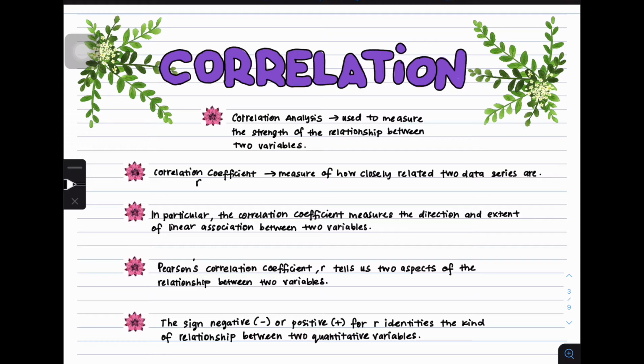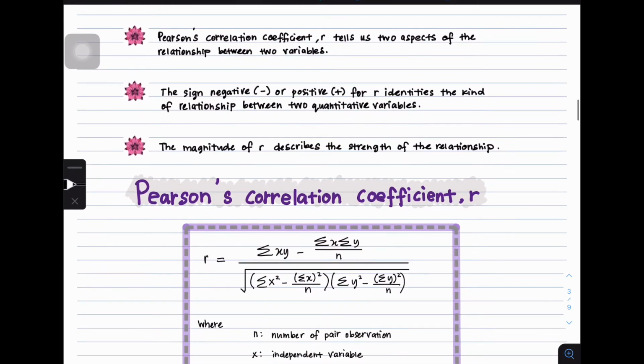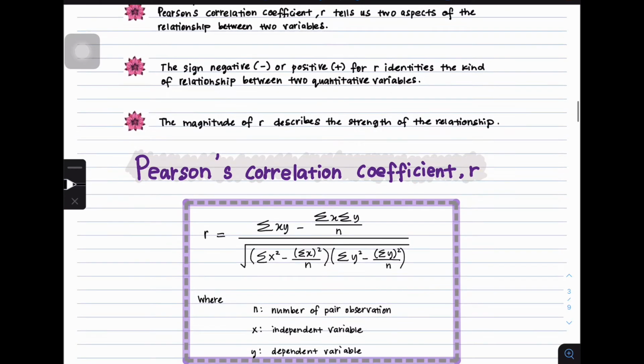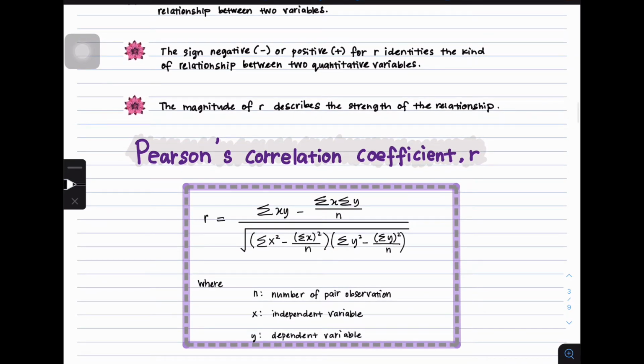The sign negative or positive for R identifies the kind of relationship between two quantitative variables, because maksudnya bila kita measure R nanti, bila kita kira R nanti, negative and positive of the R membawa maksud kepada relationship between the variables. Okay, so the magnitude of R describes the strength of the relationship. So we can find the value of R, okay, by using the formula here. The R is a Pearson correlation coefficient, so we will only measure the R, which is a Pearson correlation coefficient, in order for us to measure the strength of the relationship between two variables.